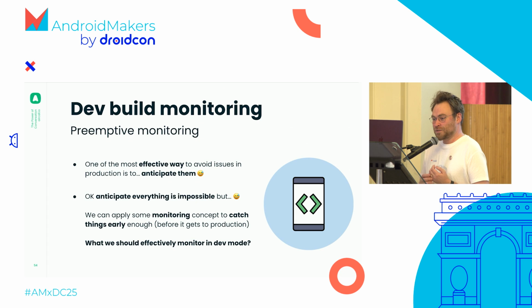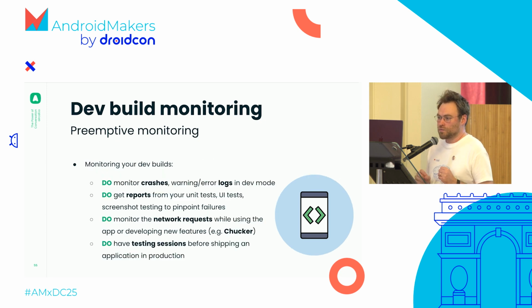So we can apply some monitoring within our development environment, to catch things early enough before it gets to production. So your QA environment, your developer environment. So how to effectively do it? Monitor your crashes even in your dev and pre-prod environment. Get some reports from your unit tests and from the UI tests that are performed during a nightly or even daily run, after pushing a new feature in your develop branch or whatever.